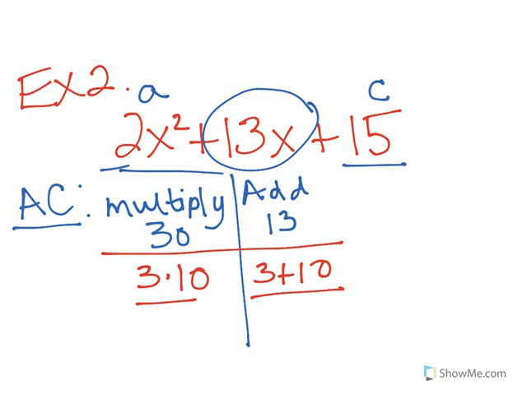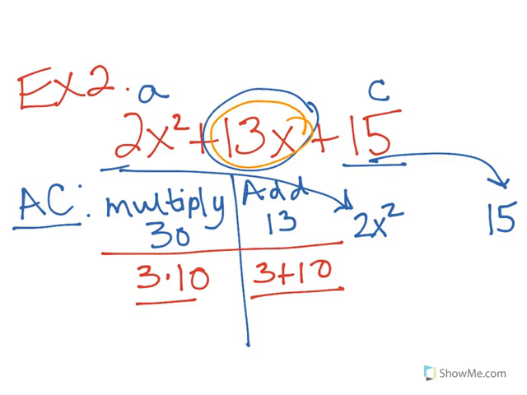So I'm going to copy the first term like I did in the previous example, and then I'm going to copy the last term. And then I'm going to pull out the GCF after I replace, but instead of 13x, I'm going to put these terms. So I'm going to do plus 10x and then plus 3x.